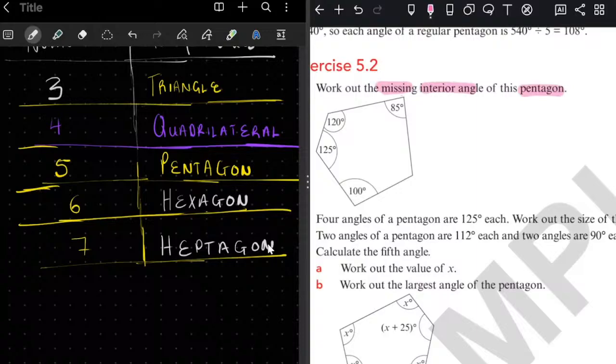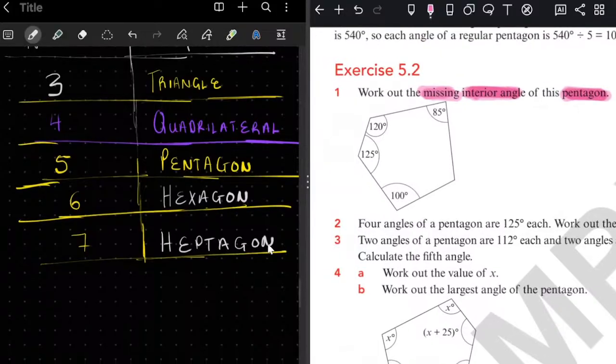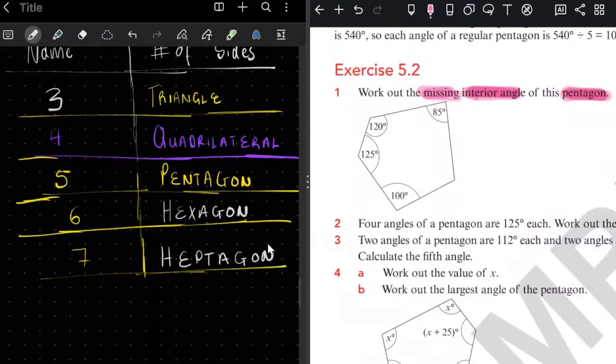Find the missing interior angle of this pentagon. So, sir, let me make sure first before we come to this. Let's make sure you know the names of the shapes.